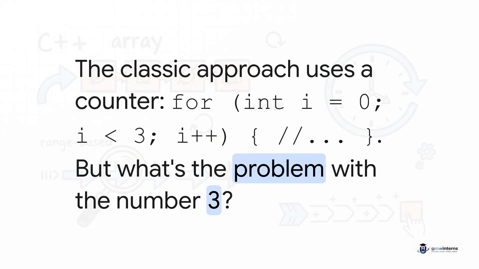Well, the classic tool for the job is your standard for loop. We make a counter, usually called i, and start it at 0. We tell it to keep running as long as i is less than 3. And after every trip through the loop, we add 1 to i. This works perfectly fine, for now. But do you see the problem? There's a ticking time bomb in this code.